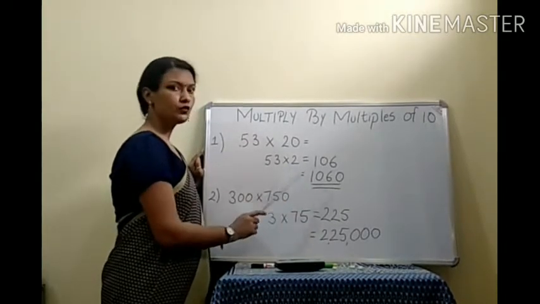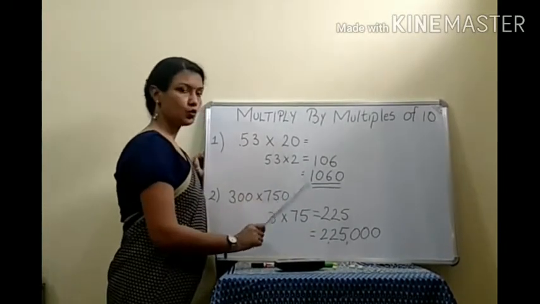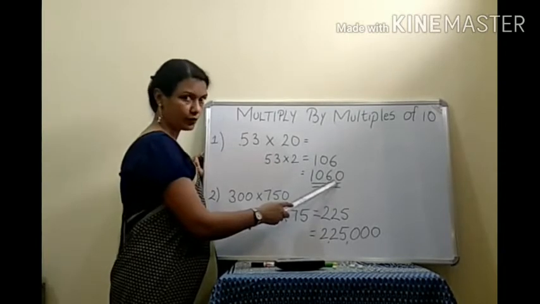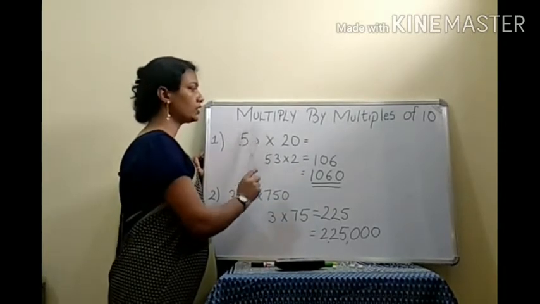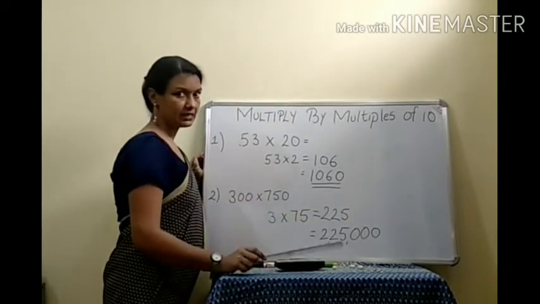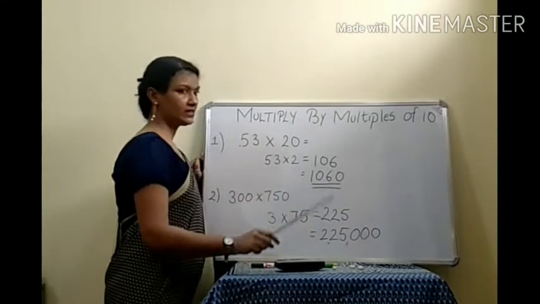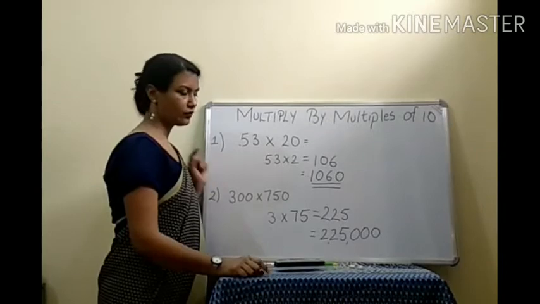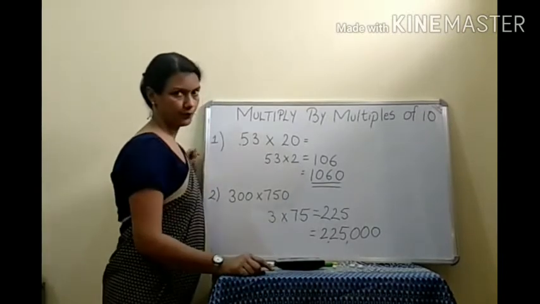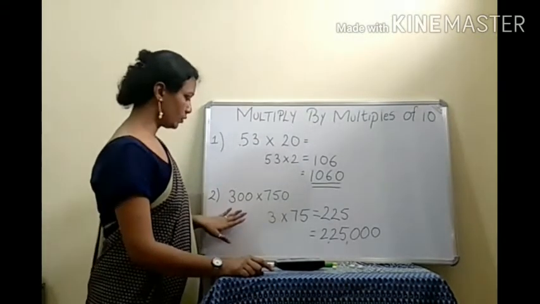Now what we will do? We will add as many zeros at the end of the product, as the total number of zeros present in the factors. So here total number of zeros present in the factors is 1. So we add 1 zero. Understood? Let us do one more example.